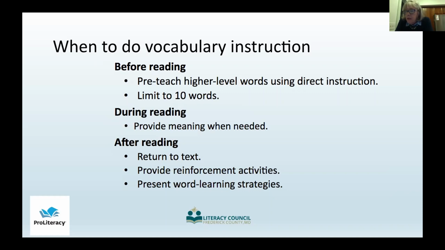During reading, the tutor and the student can return to the text, and you're going to maybe find additional words that you didn't know they didn't know.